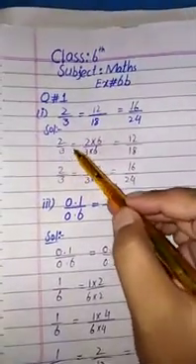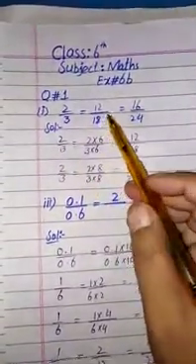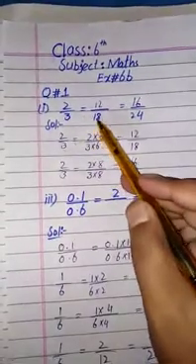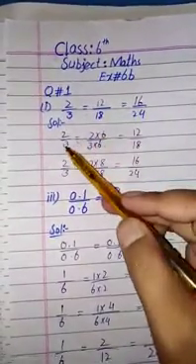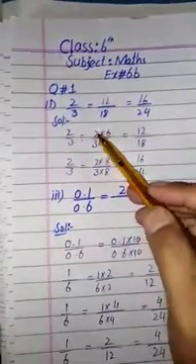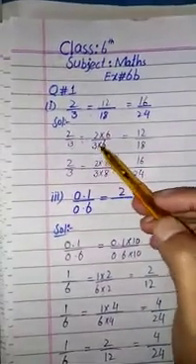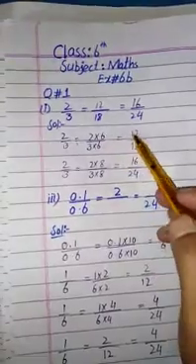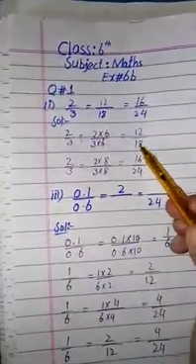2 over 3 is equal to. Now we are solving the first fill in the blanks. To make the denominator 18, we multiply denominator 3 by 6 and numerator also by 6. 2 multiply by 6 over 3 multiply by 6. 2 6s are 12 over 3 6s are 18.